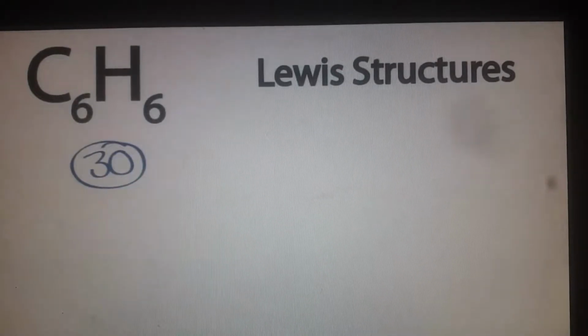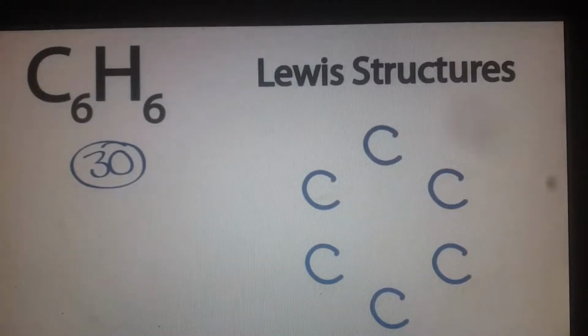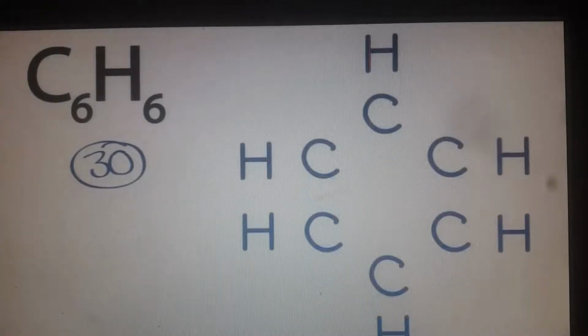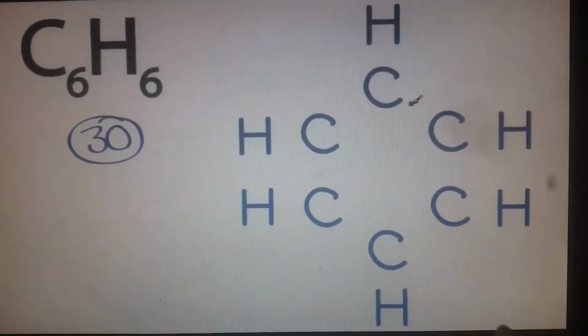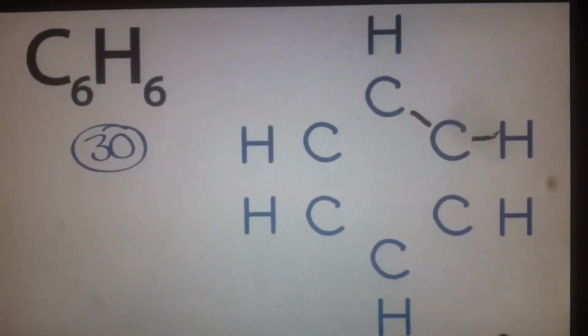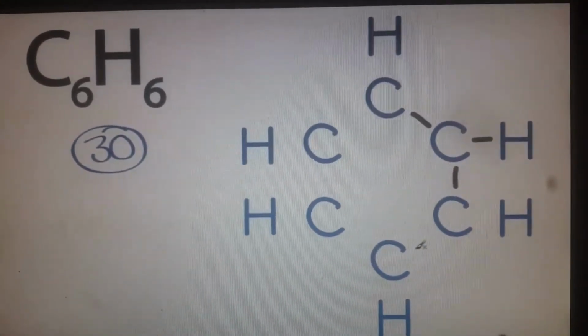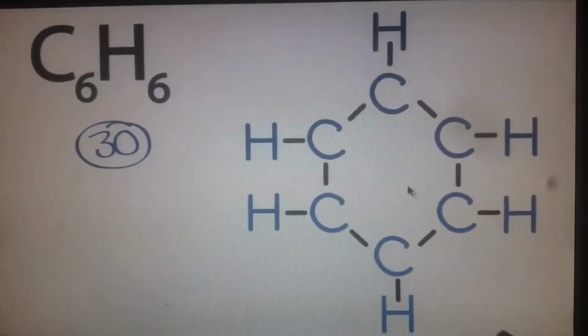For benzene, we're going to put the carbons in a ring structure. Then we'll put the hydrogens outside of the carbons. So we have our skeleton structure. So let's put 2 electrons between each of the atoms to form chemical bonds. So we'll put them like this, and we'll go around and do that for all of the atoms.